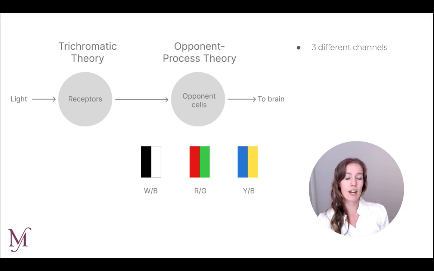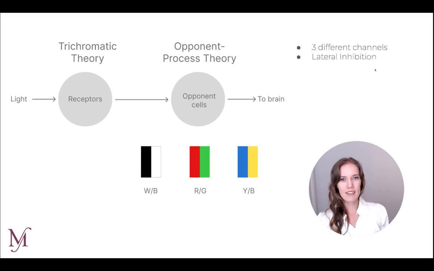So there's a channel that is responsible for receiving the white-black signals, one that's responsible for receiving the red-green signals, and another that's responsible for receiving the yellow-blue signals. So if you have ever looked at an object and then looked away at, say, a blank wall, and you see an after image, this is opponent process theory.